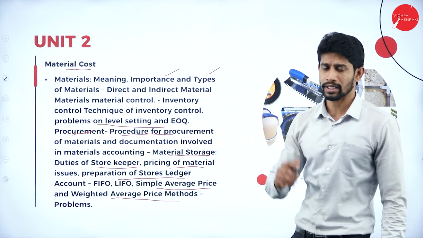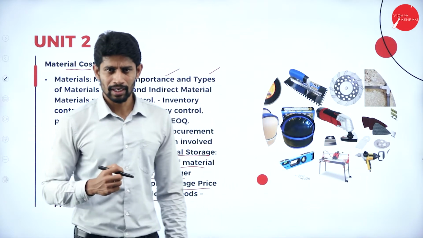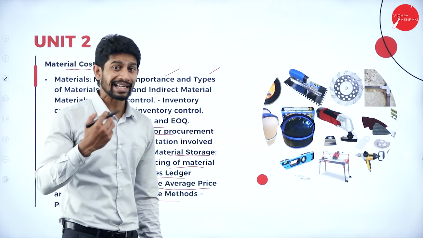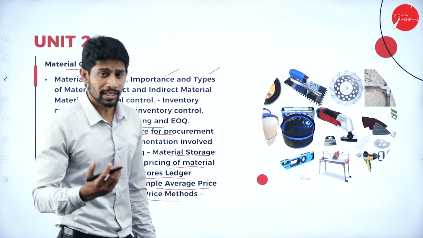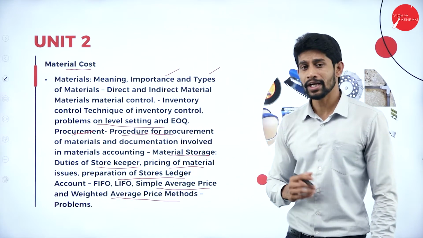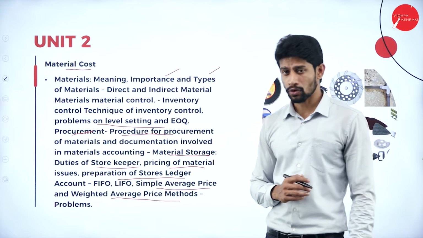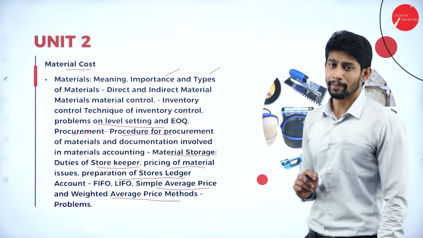So in this particular unit, in unit number 2, we are going to know about what is material and what are the types of material we have, that is direct material and indirect material, objectives of material, and how to maintain the material inventory, and what are the responsibilities of storekeeper, and how to solve the problems with respect to material cost.